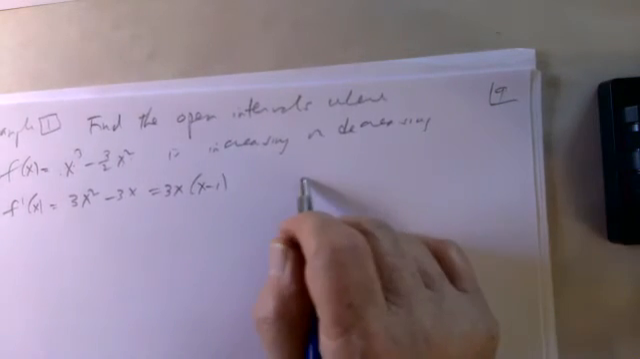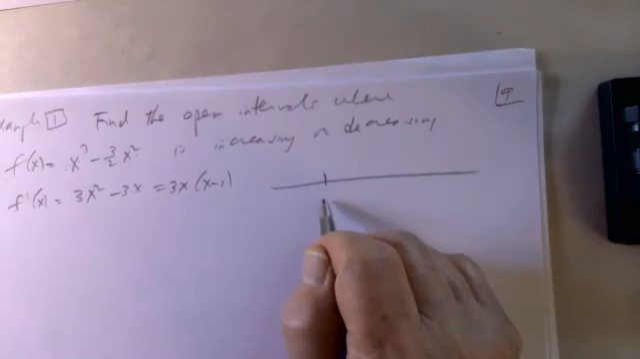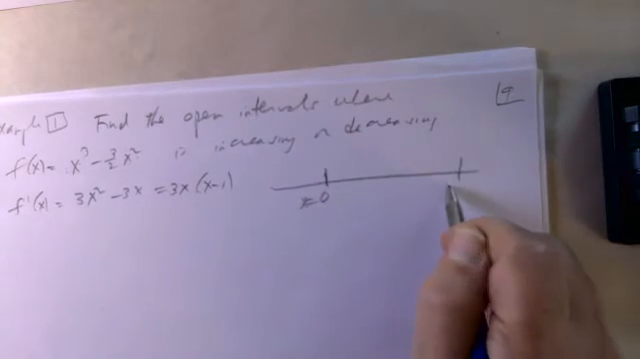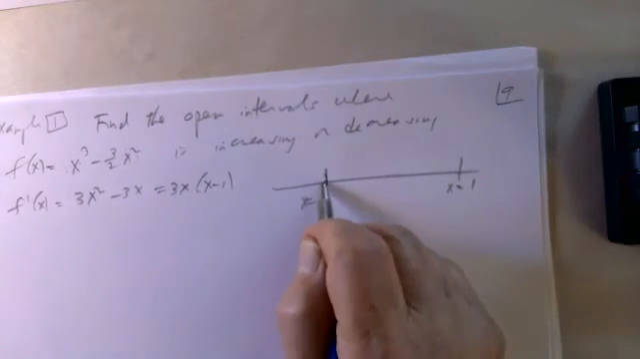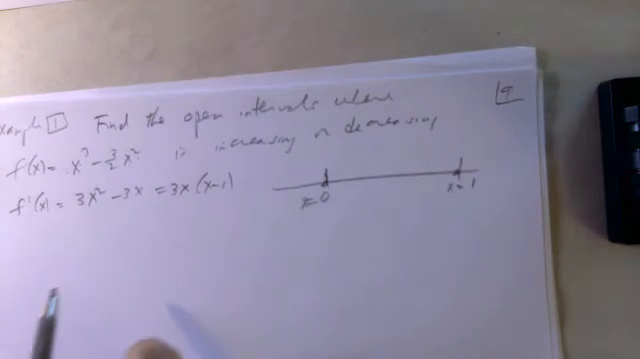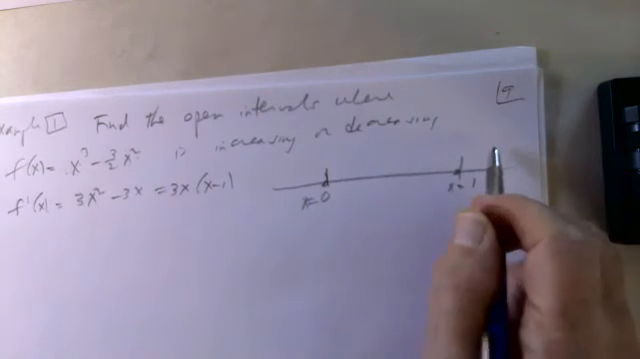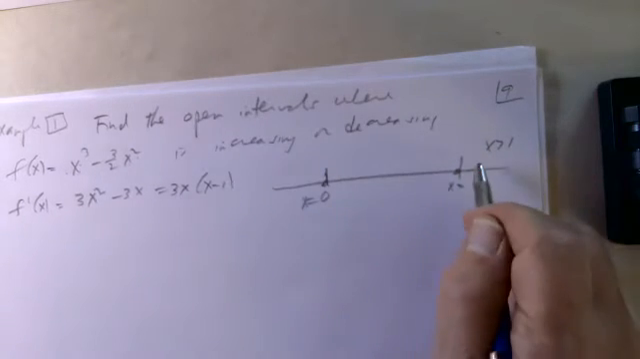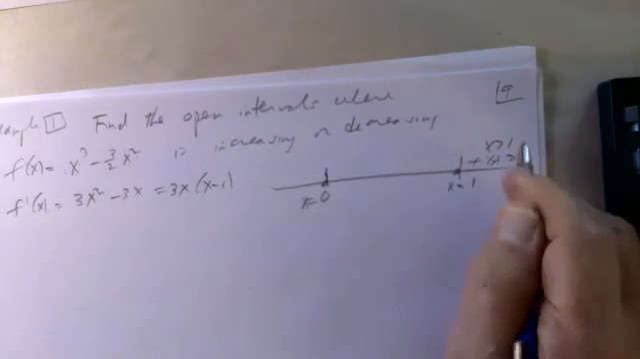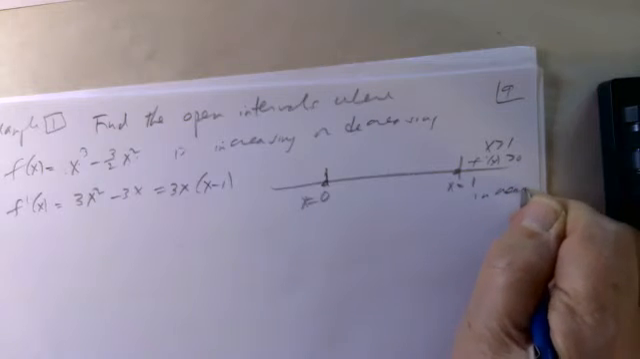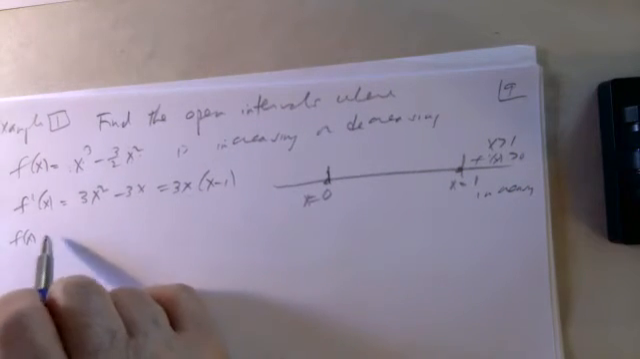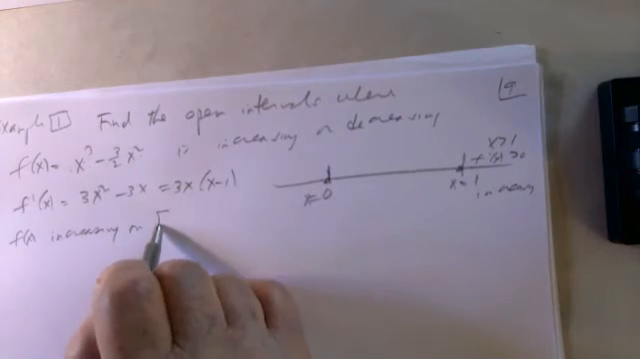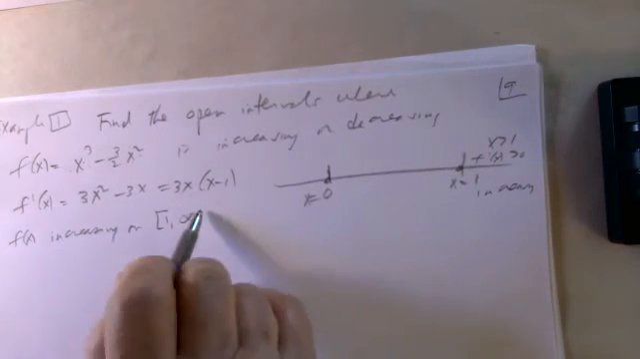What can we say about this? Here's x equals 0. Here's x equals 1. At these 2 points, the derivative is 0. When x is bigger than 1, this is positive. So the function is increasing. So f of x is increasing on the interval from 1 to infinity.